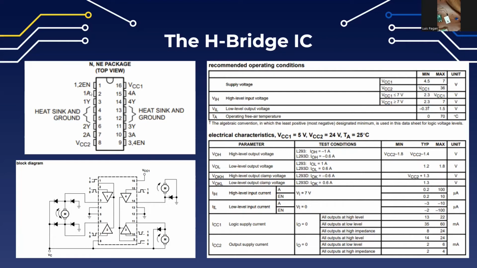Now you have 1A and 1Y. Normally the A, B, or C refer to the inputs, and then the Y, or X, Y, Z I think, is going to be the output. In this case, it's just A and Y. So A is going to be the input, Y is going to be the output. When you are plugging in these motors, these 2 pins, 1A and 2A, control the direction of the motor.